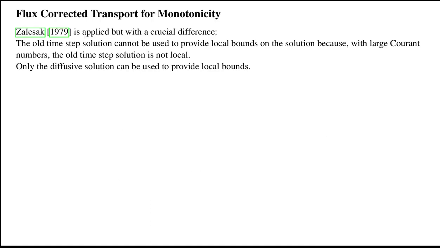Flux corrected transport can be applied for monotonicity. This uses the Zalesak 1979 limiter, but with a crucial difference. The old time step solution cannot be used to provide local bounds on the solution because, with large current numbers, the old time step solution is not local. The extrema can be more than one grid point away from the next time step. So only the diffusive solution can be used to provide local bounds.